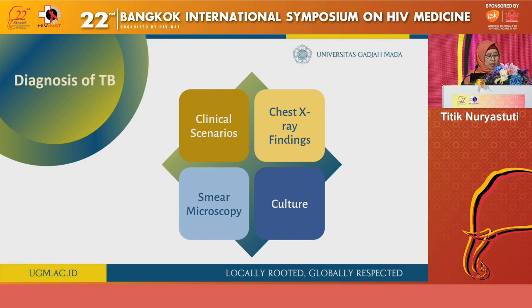Conventionally, pulmonary tuberculosis is diagnosed by clinical scenario combined with findings from the chest X-ray, and from the laboratory point of view, we determine it based on smear microscopy and culture. In developing countries such as Indonesia, diagnosis still heavily relies on smear microscopy, which has lower sensitivity and specificity. Additionally, culture still remains the gold standard for the diagnosis of tuberculosis.